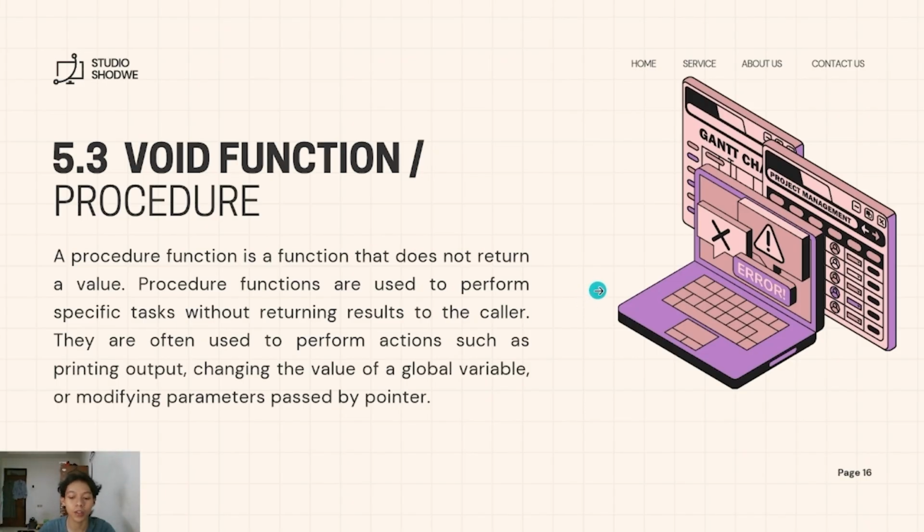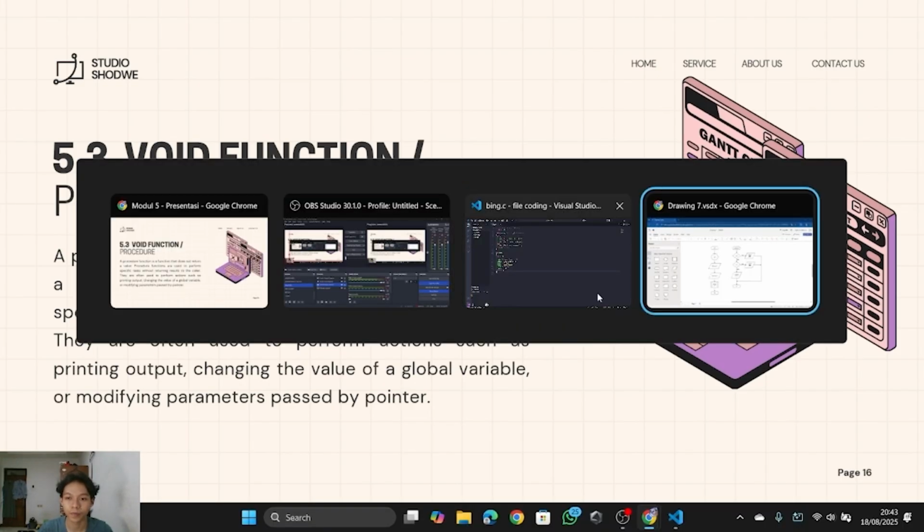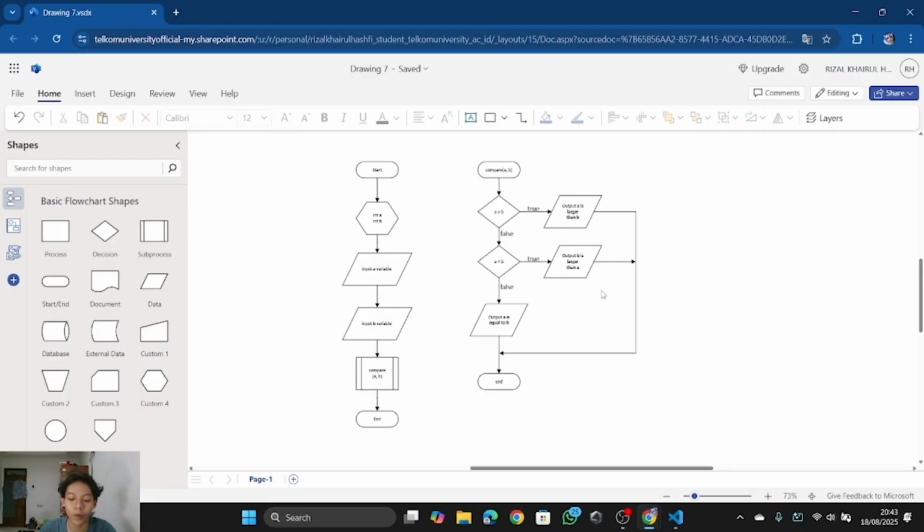Let's jump straight into an example of this void function or procedure function. First, we will look at a flowchart example of a void function. Here, as usual, we will start with the terminator start, then we will declare integers a and b. Then we will ask for input for variables a and b. And then we will pass them into the void compare a-b function.